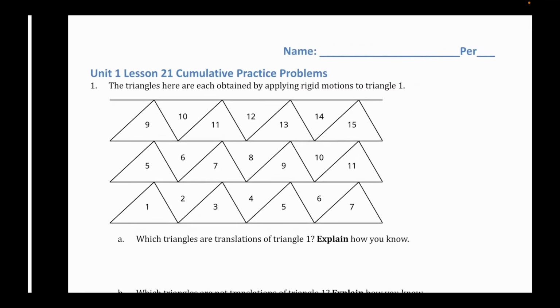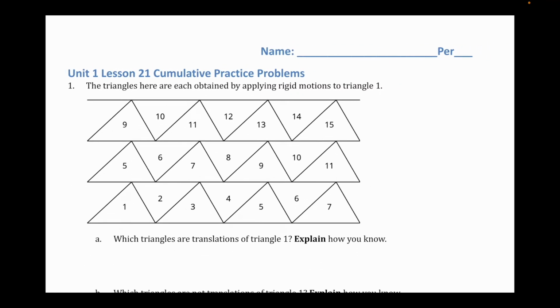The triangles here are each obtained by applying rigid motions to triangle 1. So triangle 1 is down here. I'm just going to make that extra visible for me. Which triangles are translations of triangle 1?